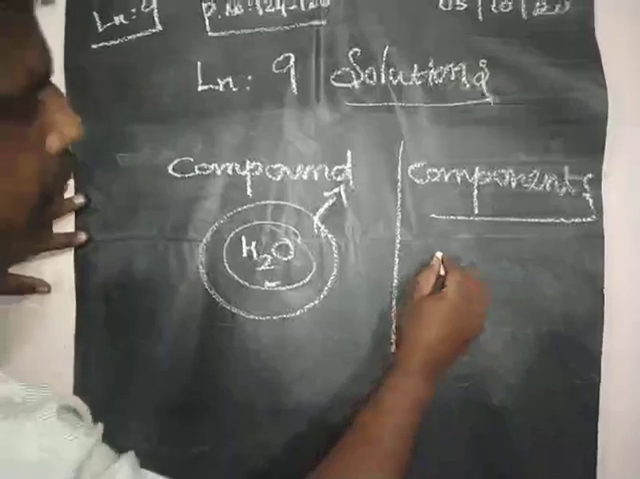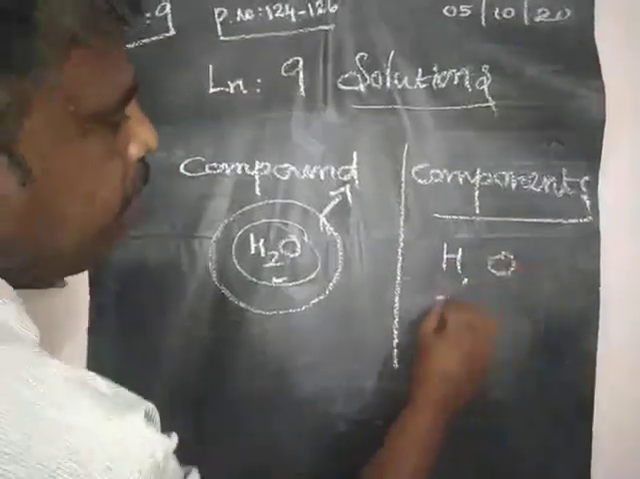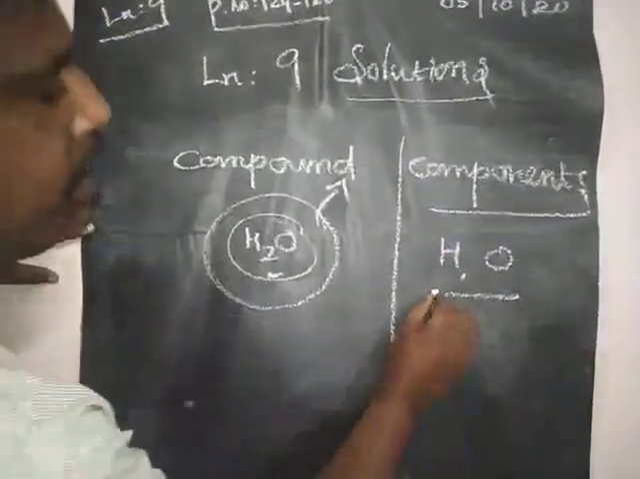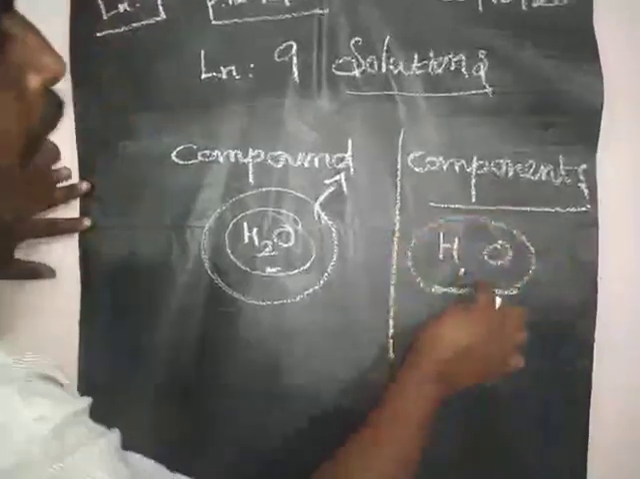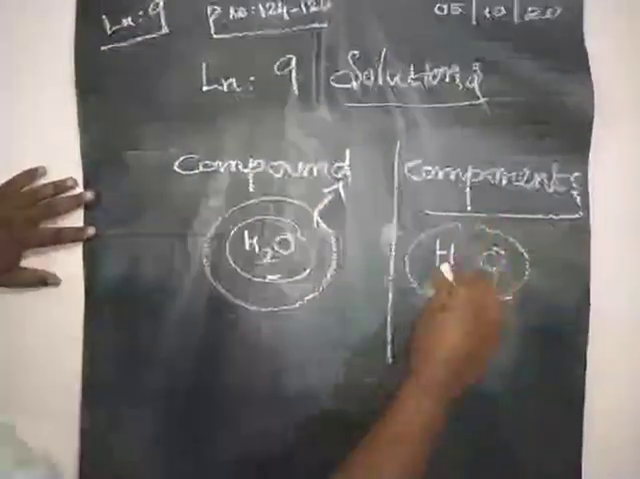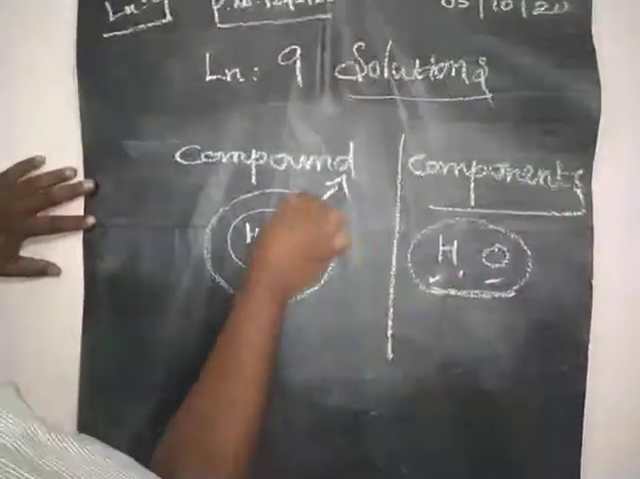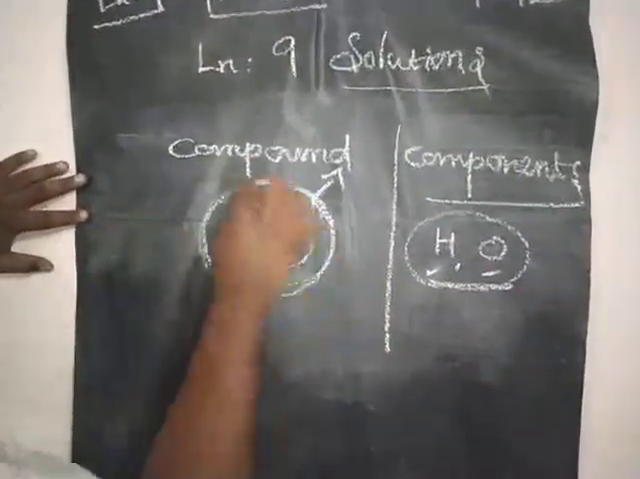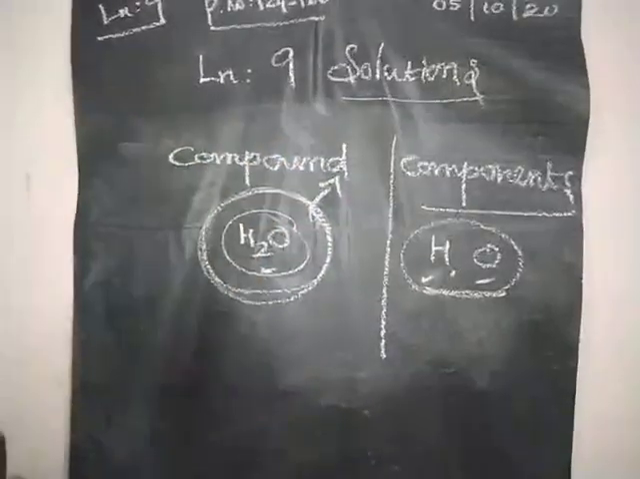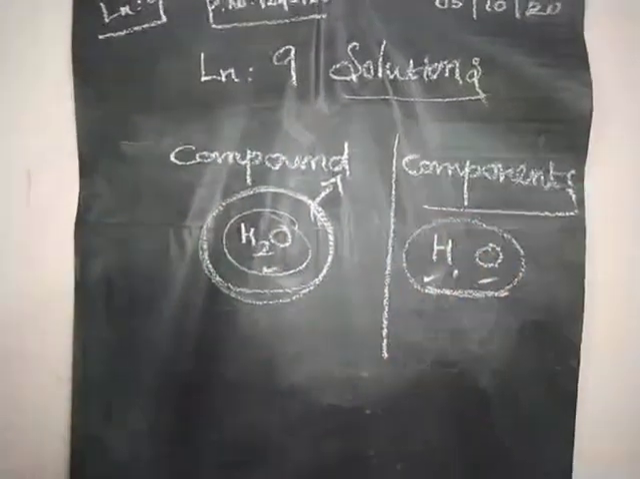Two elements are present in water: one is hydrogen, another one is oxygen. These elements are called components. Water is an example of a compound, so a compound is entirely different from its components.